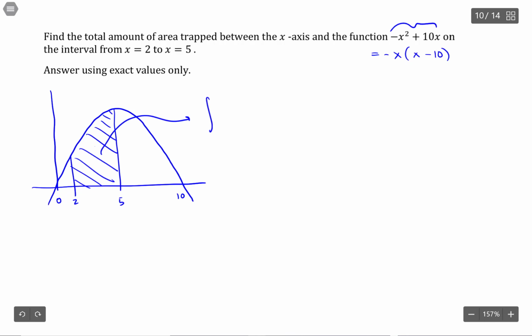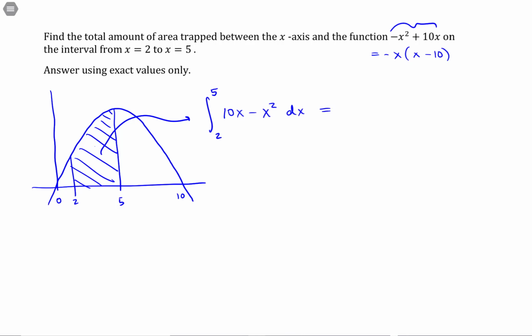Well, the antiderivative evaluated as a definite integral between two endpoints will do just that. It will find the total amount of area under my function negative x squared plus 10x on the interval from 2 to 5. And you know what? I think I'm going to rewrite this as 10x minus x squared just because that makes the leading term coefficient not negative, and that's probably a little nicer to look at.